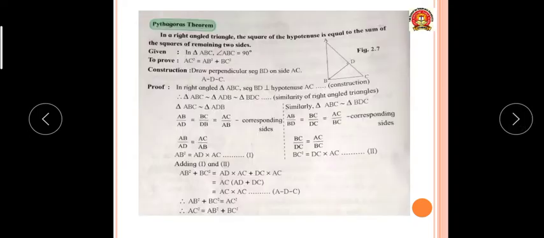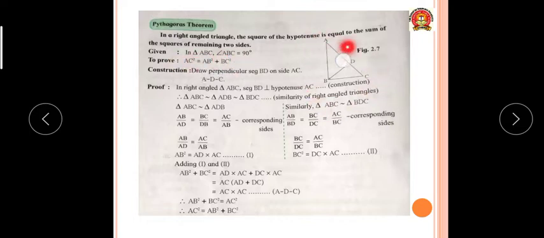Okay, now next, Pythagoras theorem. In a right angle triangle, the square of the hypotenuse is equal to the sum of the squares of the remaining two sides. AC square is equal to AB square plus BC square. We are using this from the 7th standard. But how was this formula proved? For that purpose, the theorem is there.